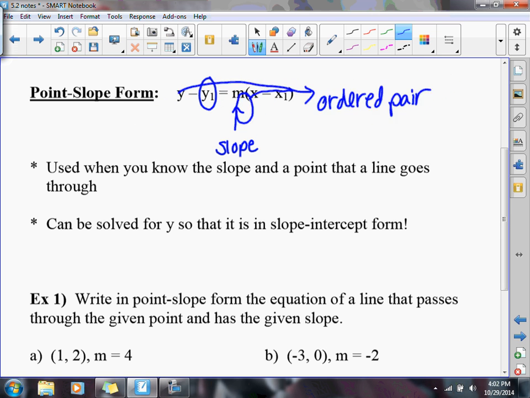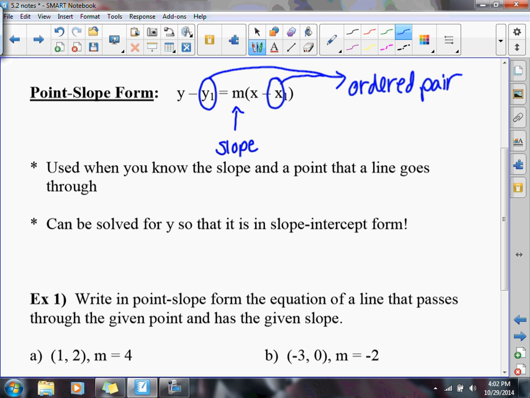So they will be an ordered pair, x1, y1, that we will either find off of a graph or we will know based on the information that they give us.